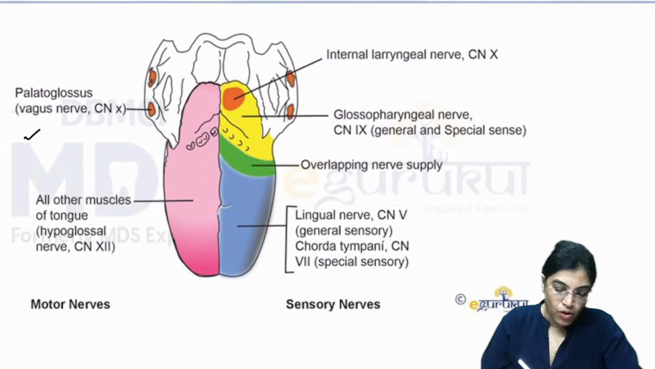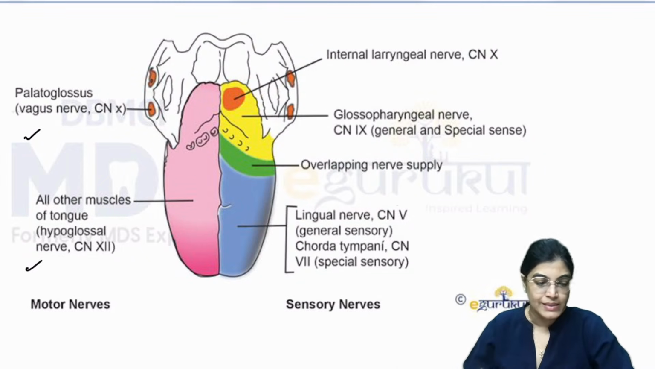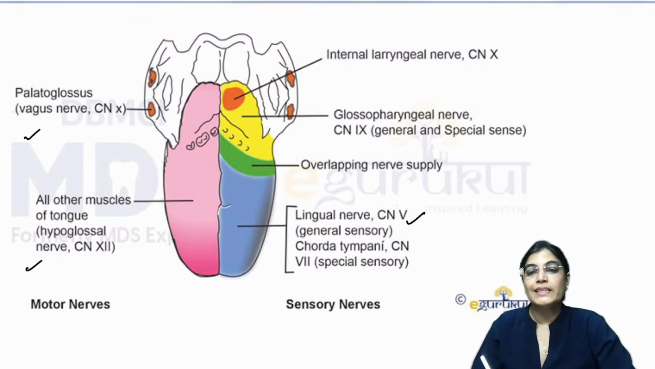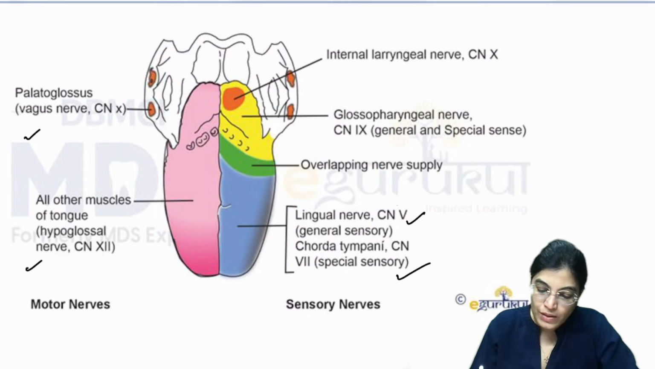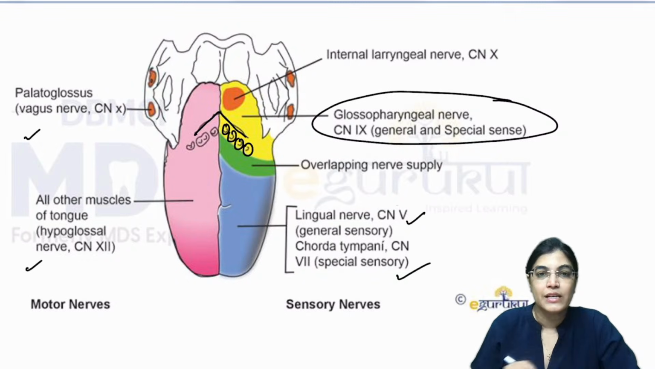if we are talking about the motor supply, all the muscles of the tongue are supplied by which nerve? The hypoglossal nerve, the 12th cranial nerve, except the palatoglossus muscle, which is supplied by the vagus nerve carrying the fibers of the cranial part of the accessory nerve. When we are talking about the general sensation of the anterior part of the tongue, it is via the lingual nerve. General sensation means sensation of pain, touch, temperature, and taste sensation is via the chorda tympani branch of the facial nerve. The posterior 1/3 of the tongue along with the circumvallate papillae, which lie just anterior to the sulcus terminalis.